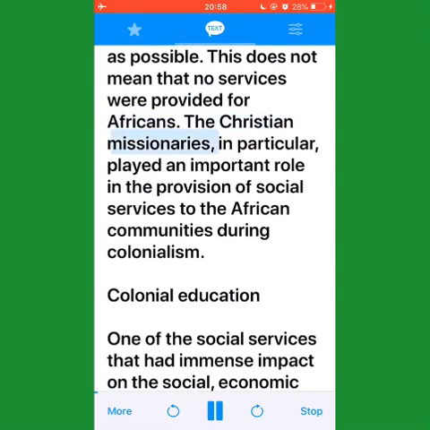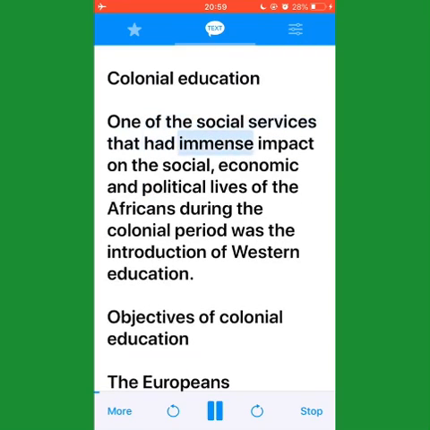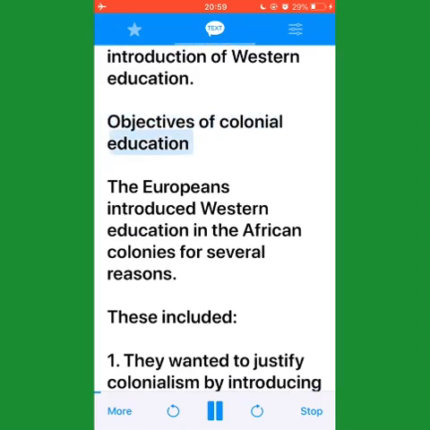The Christian missionaries, in particular, played an important role in the provision of social services to the African communities during colonialism. Colonial education. One of the social services that had immense impact on the social, economic, and political lives of the Africans during the colonial period was the introduction of Western education. Objectives of colonial education. The Europeans introduced Western education in the African colonies for several reasons.